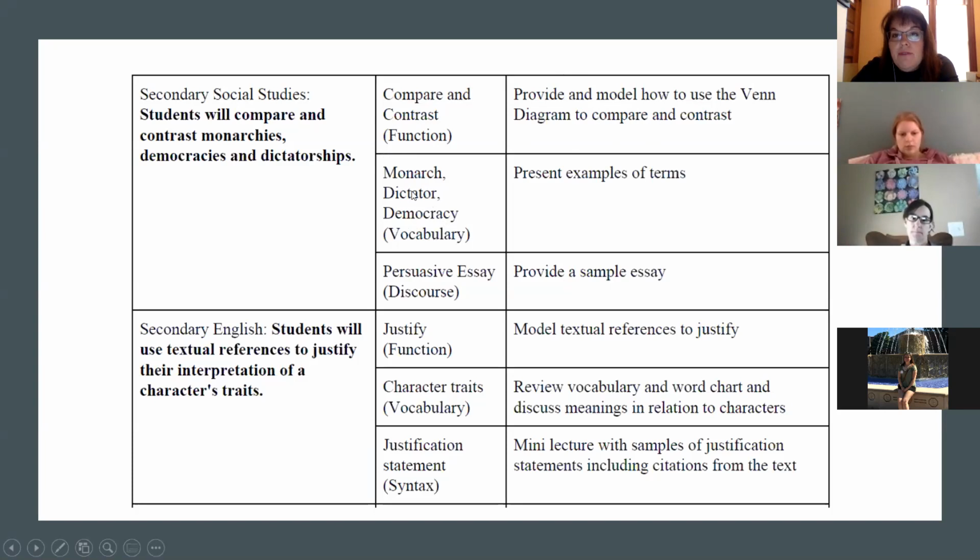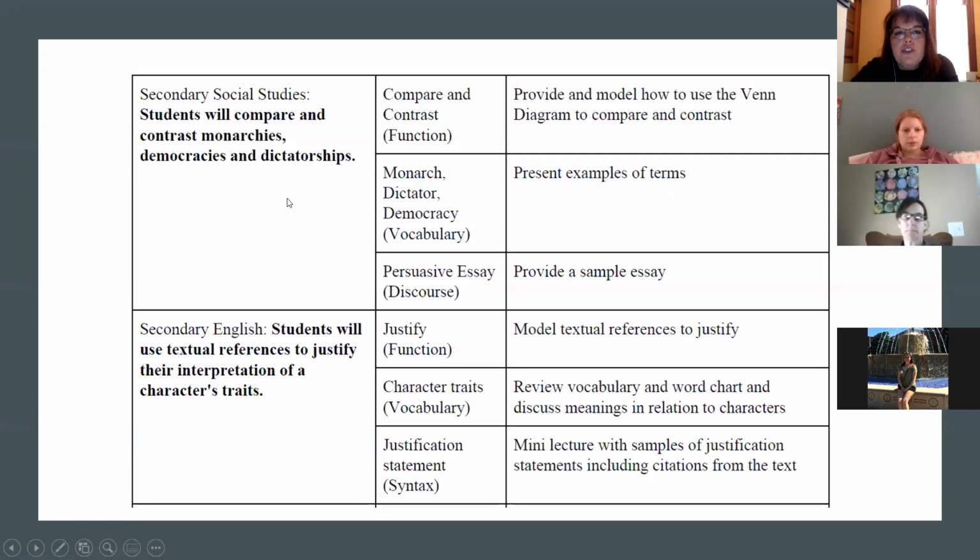Vocabulary, did I teach them vocabulary? Yes, I taught them monarch, dictator, and democracy. They didn't know those words before. I presented examples of terms. So maybe you have PowerPoint slides where you have those terms on it. I had a question earlier about the PowerPoint slides, like how do you include those in the lessons and not make it too many pages? You can do a print screen where you put multiple slides on one page and save it as a PDF. So that's one little tip.